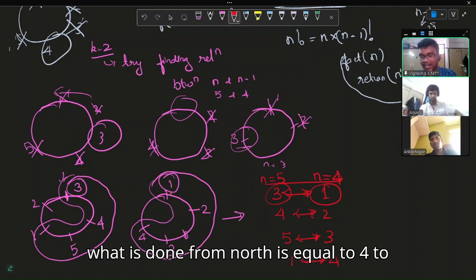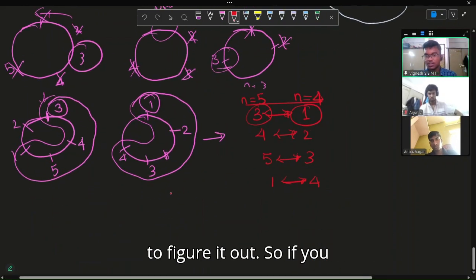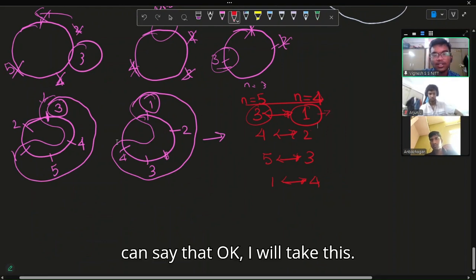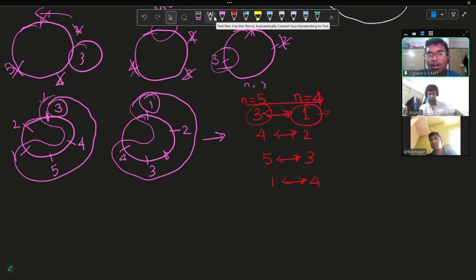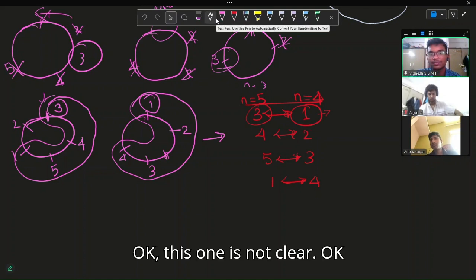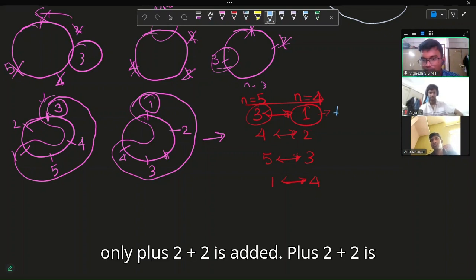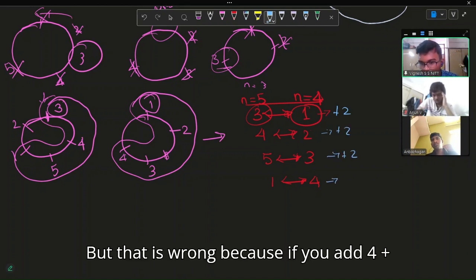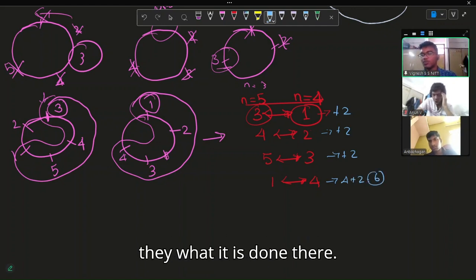So what is done from n is equal to 4 to n is equal to 5 is what we are going to figure out. Okay, this one is completed. Plus 2, okay. Only plus 2 is added each time, and then it is converted. But that is wrong, because if you add 4 plus 2, it will give 6, but 6 is not there. So what is done there?